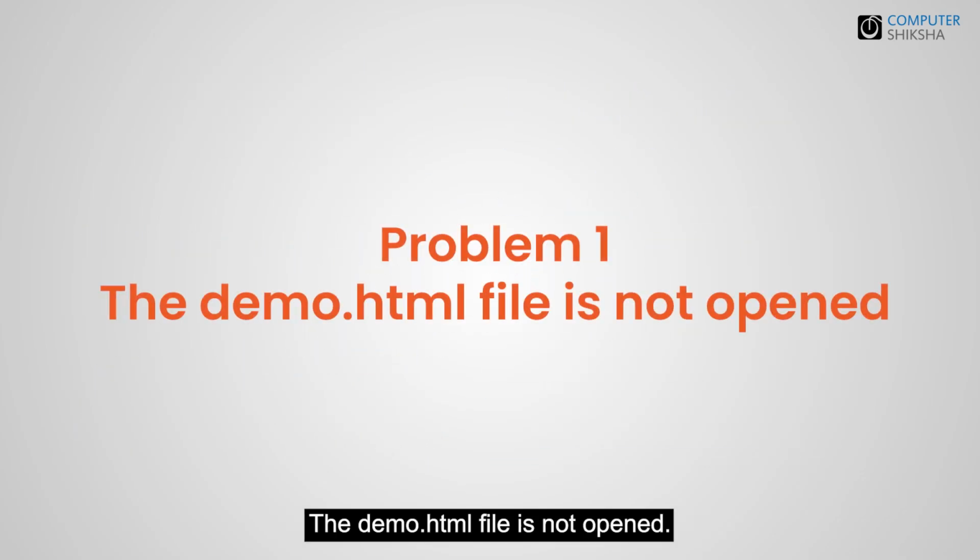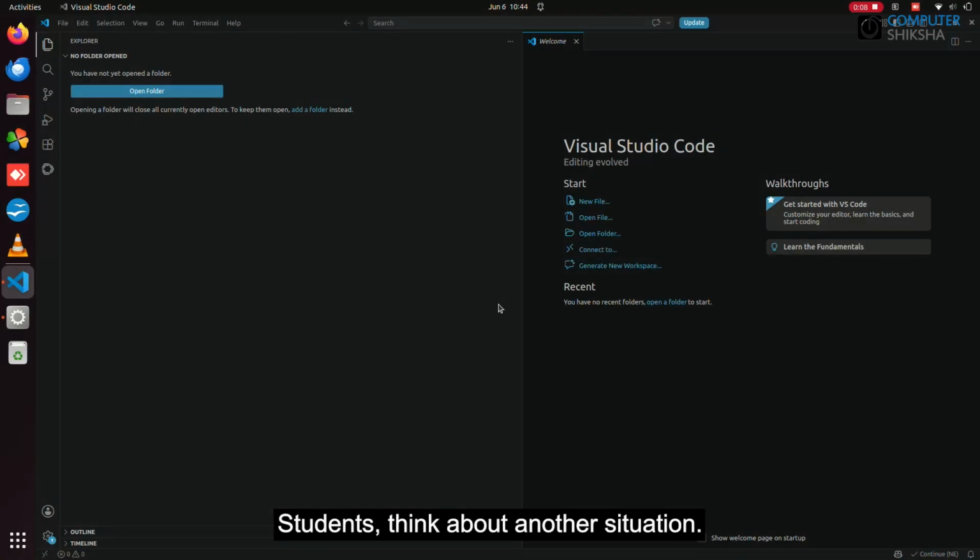Problem 1. The demo.html file is not opened. Students, think about another situation. Let's say you have opened VS Code and you are ready to continue the lesson. But when you look at the screen, you cannot see the demo.html file anywhere. Then some questions may come to your mind. The question could be anything, like where did the demo.html file go? Didn't we create this file earlier?